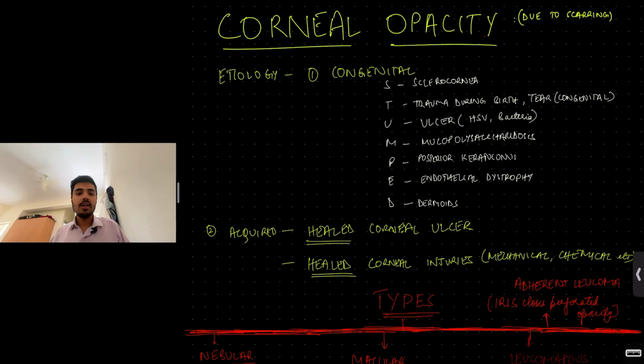So, first, let's start with corneal opacity. Now, what could be the cause for a corneal opacity? We have congenital causes, we have acquired causes. Congenital causes is given by the mnemonic STUMPed.